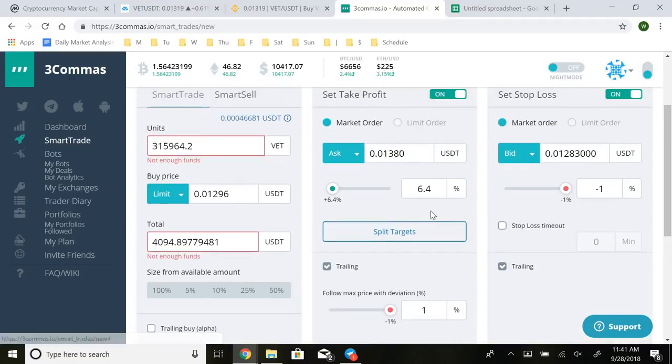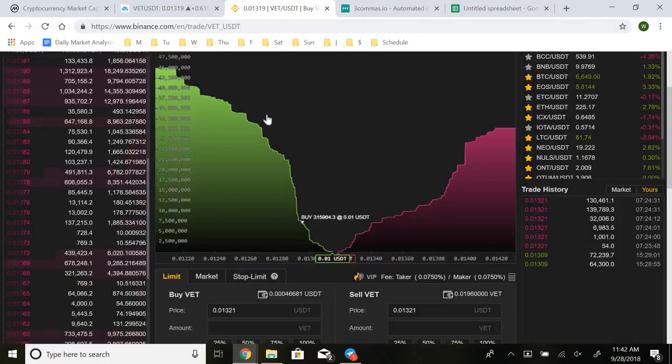Now what this actually does is as the price of the asset continues to rise, it will actually trail your order to sell to take profit. So what that means is I set my limit order to sell at 1380 at a 6.4% profit. Now what this is going to do is once it gets to 1380, it'll make a line at 1380, and if the price continues to rise, the order will follow the price of the asset and will basically close.